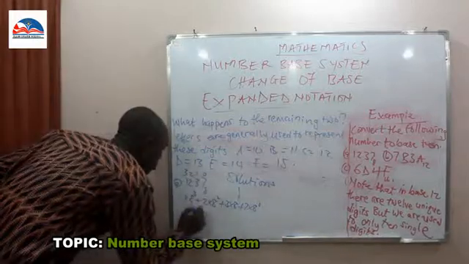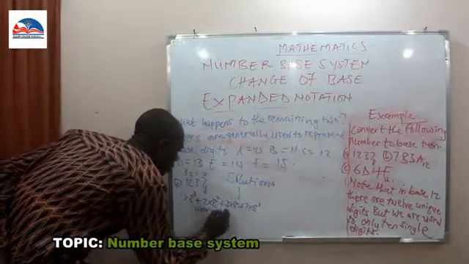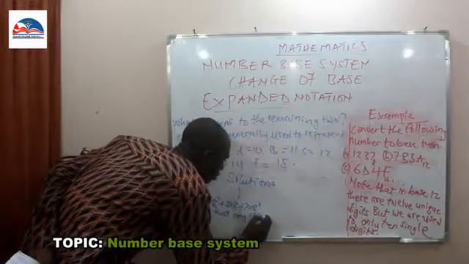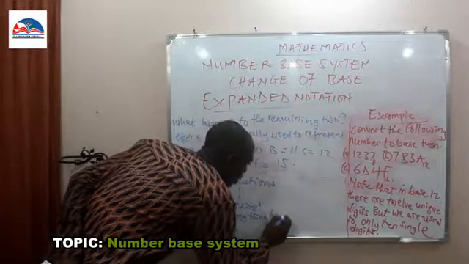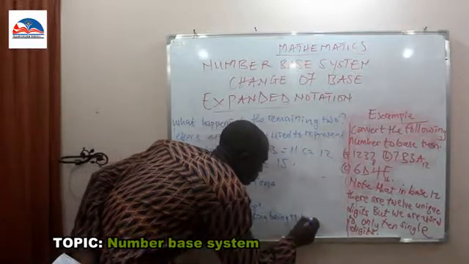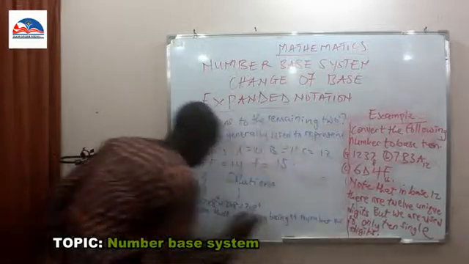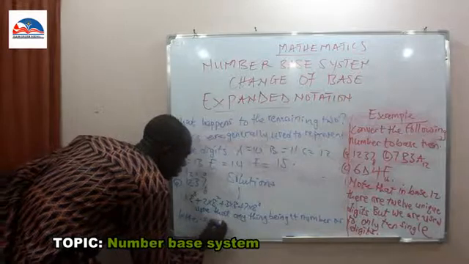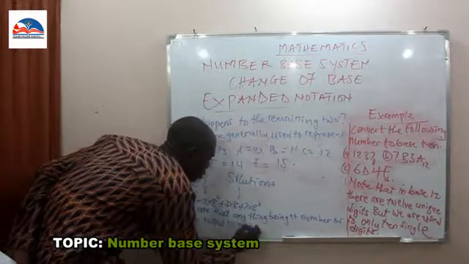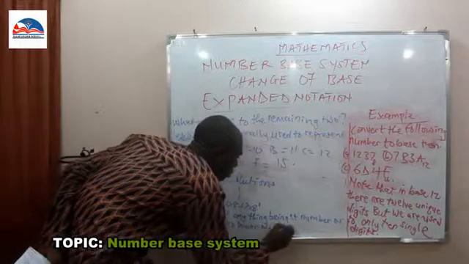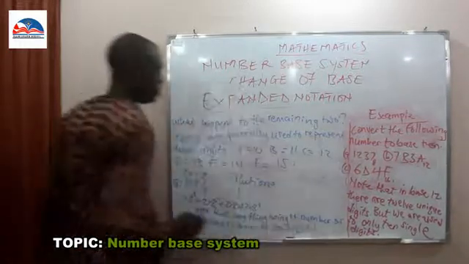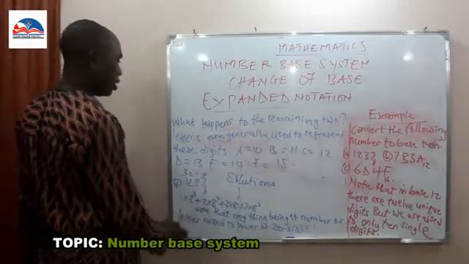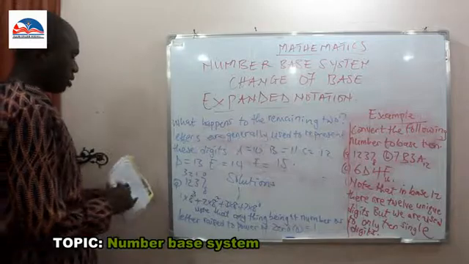Now note that anything, be it number or letter, raised to power of 0 is equal to 1. So from this solution, 8 raised to power 0 will automatically change to 1 based on this condition that is given to us.